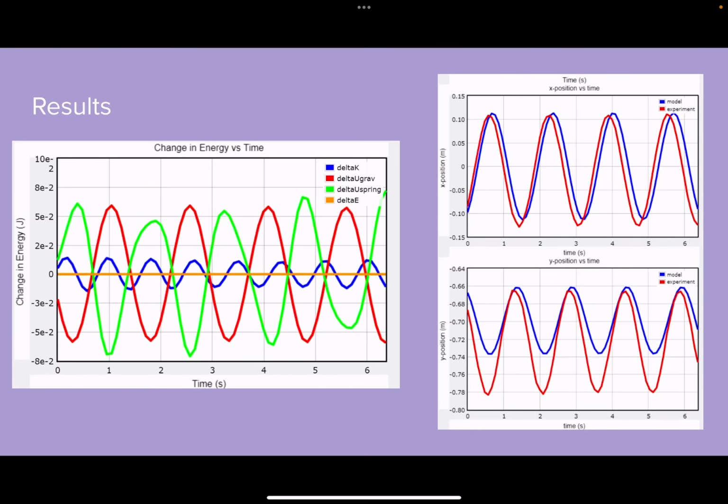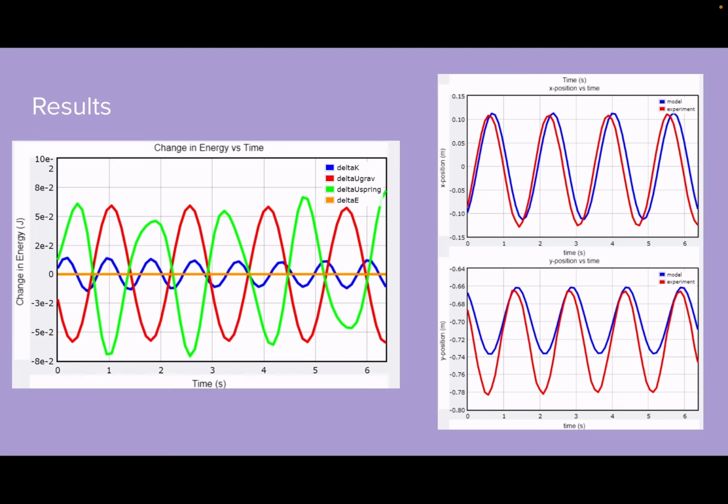And here is our graph for our results. We see that the energies, which we have delta K, delta UG, delta US, those all zero out, and the orange shows that the total energy is in fact 0, and total change in energy is in fact 0, and the position on the right, we have the X on the top and Y on the bottom.